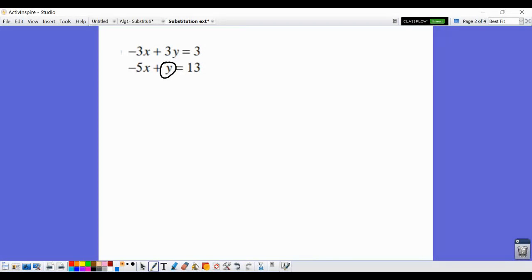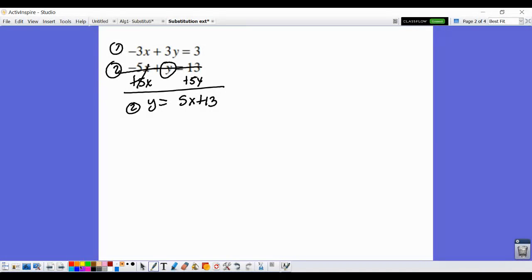So let's go ahead and take the second equation and let's solve for y. So that means I'm going to add my 5x to both sides, cross it out, y equals 5x plus 13. So that is now equation number 2. I'm going to go ahead and cross that guy out.